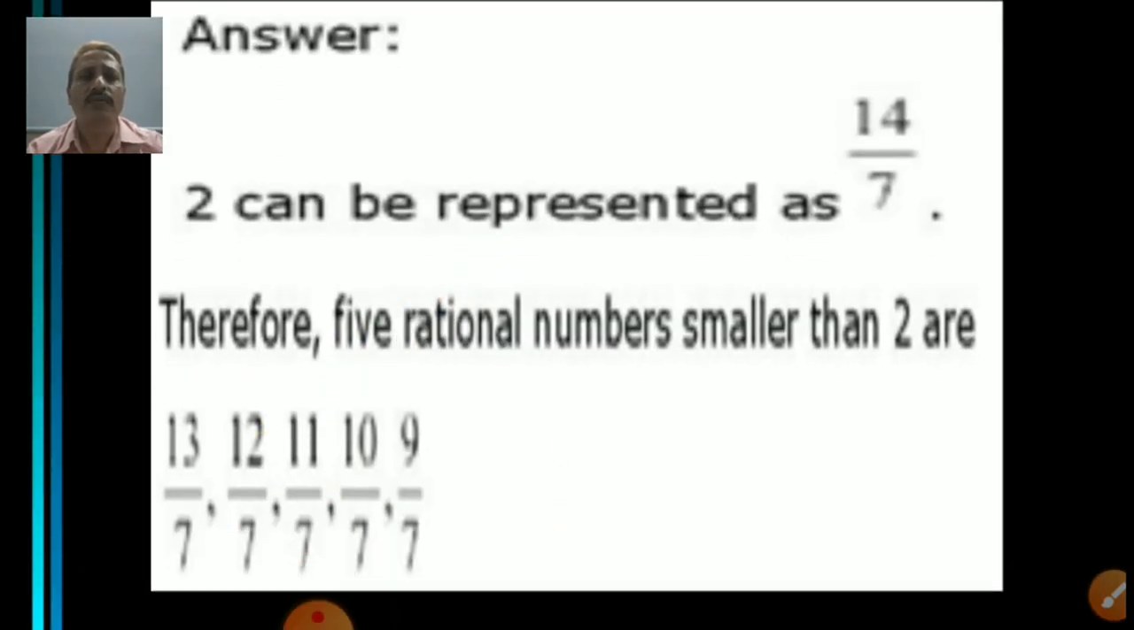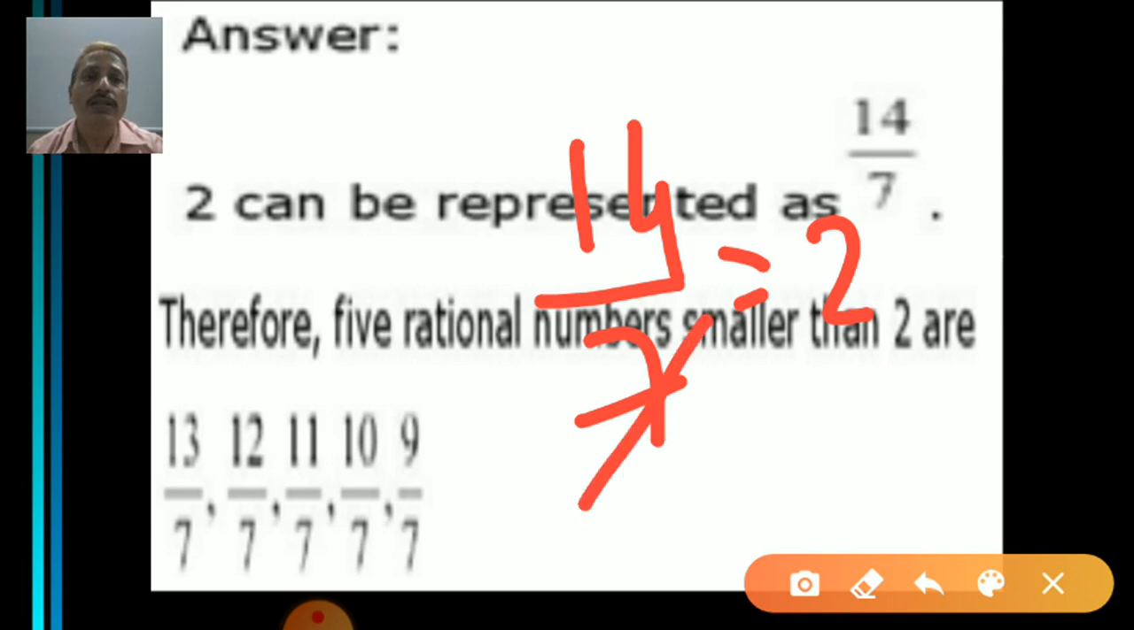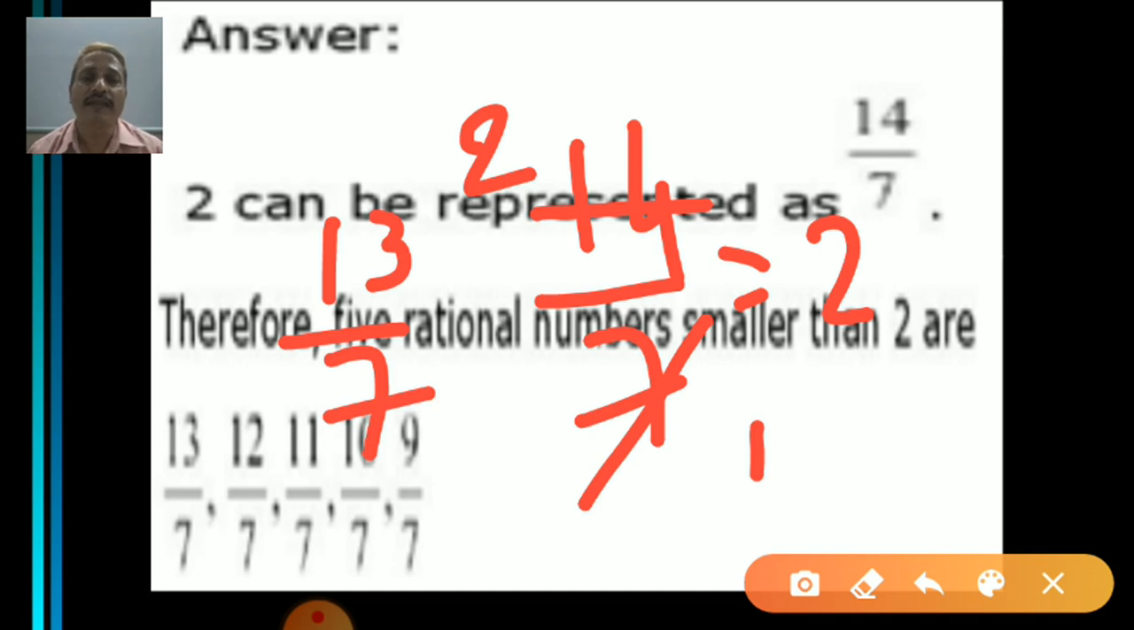Suppose I can write 14 upon 7, that means 13 upon 7, 12 upon 7, 11 upon 7, 10 upon 7, 9 upon 7. These all numbers are smaller than 2. How? Because 14 upon 7, that is 2. How? 7 ones are 7, 7 twos are 14. Isn't it? So 13 upon 7 means below 2. This answer is below 2. Yes, you can write the whole numbers also, no problem.